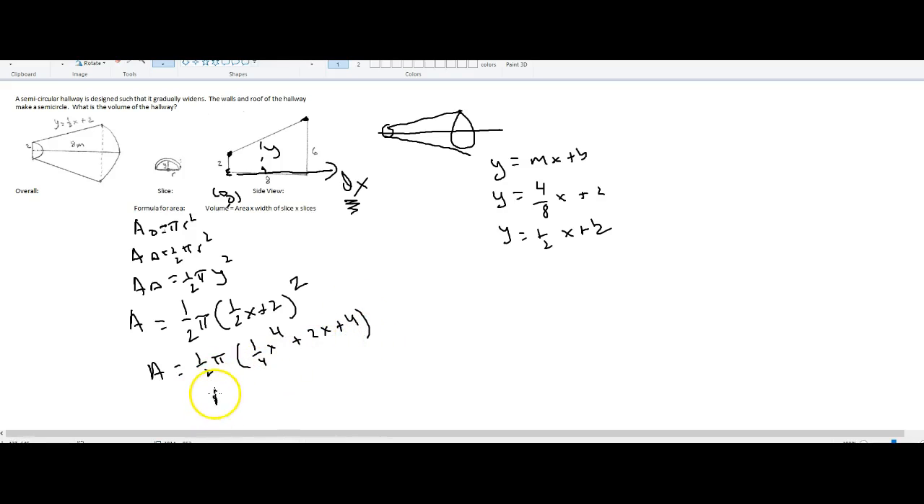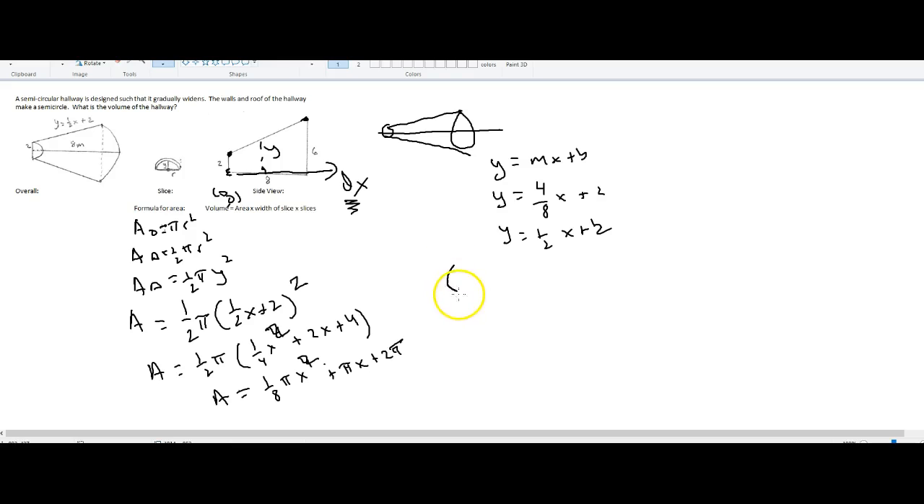And I'm going to distribute my 1/2 pi through. And I'm going to get 1/8 pi x to the 4th. Why x to the 4th? That should be x to the 2nd. I don't know what I did there. Okay, x to the 2nd, plus pi x plus 2 pi. Okay? All right, so now I find the area of this.